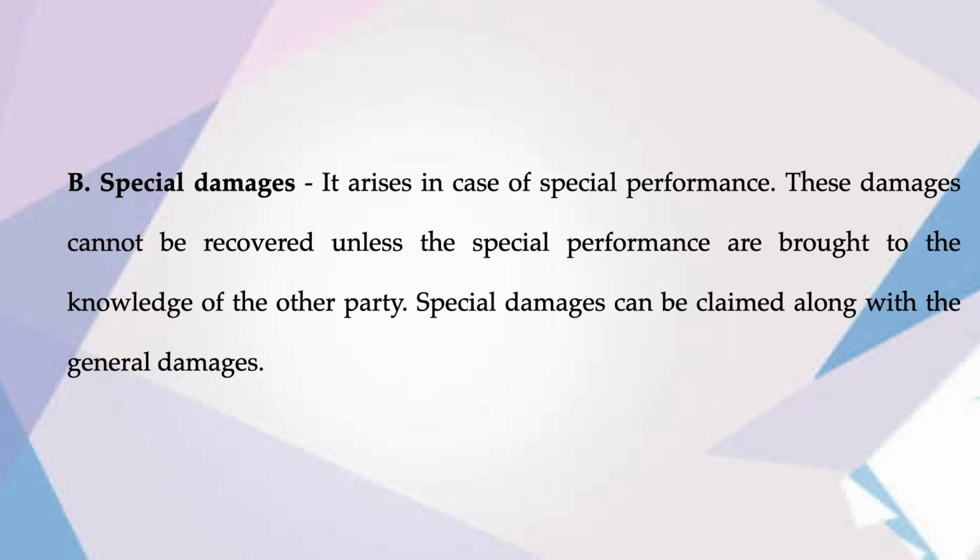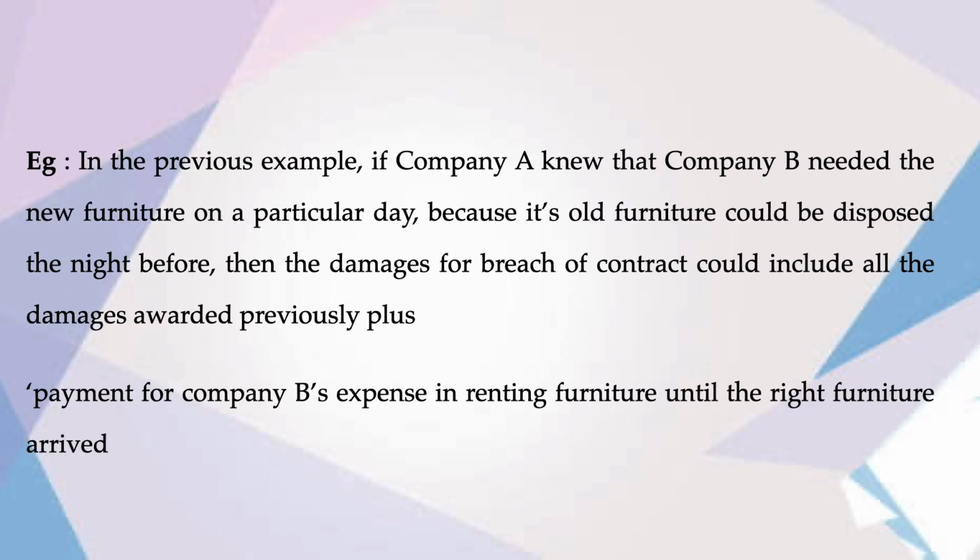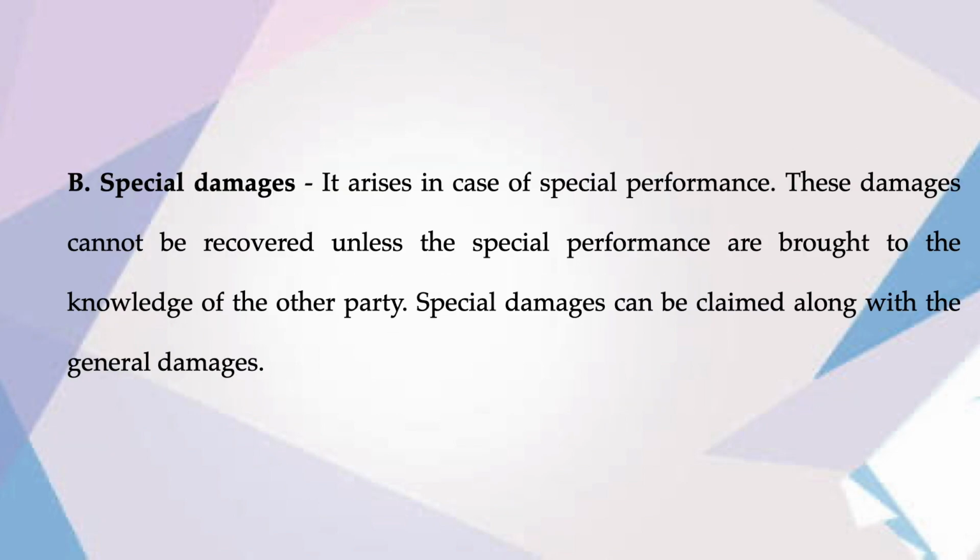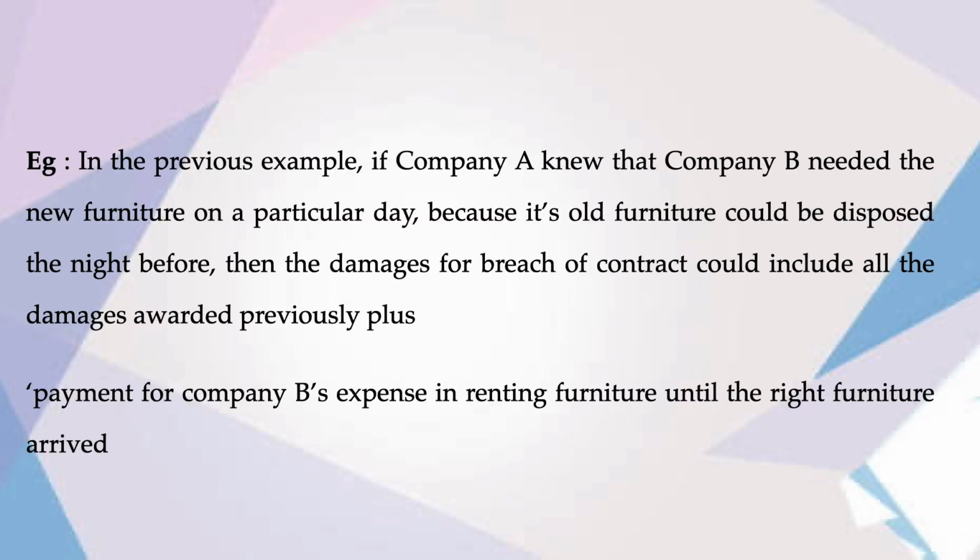the contract. Let's look at the same example of the furniture. Now, if company A knew that. What did we read here? The word brought to the knowledge of the other party. That means if company A knew that company B needed the new furniture on a particular day, maybe it's a shop opening of that particular company. On that particular day, it's an important event for company B, and it is most required for company A to deliver the right kind of furniture on time to company B.